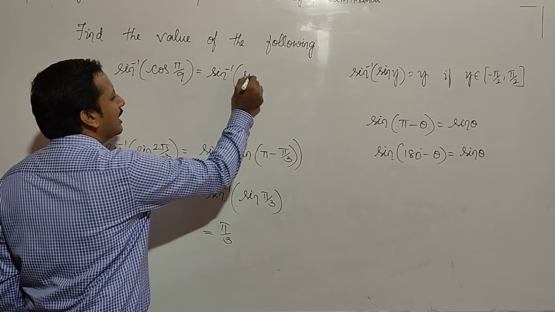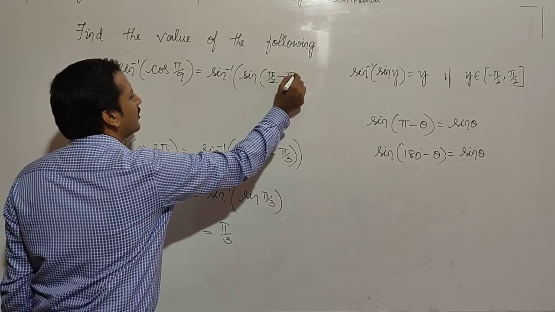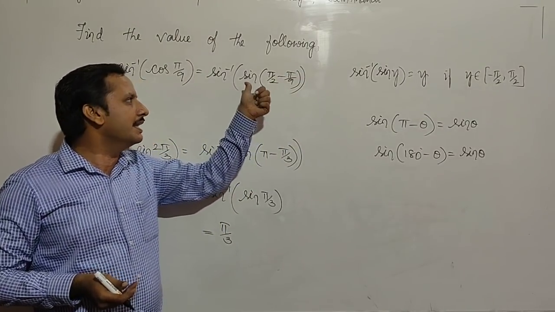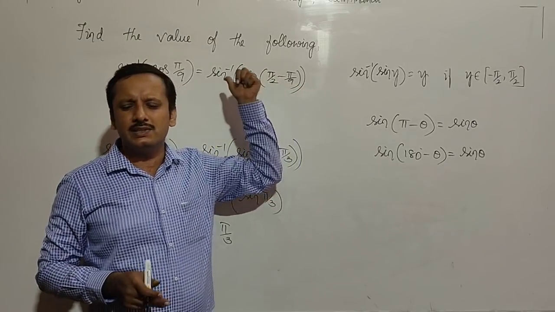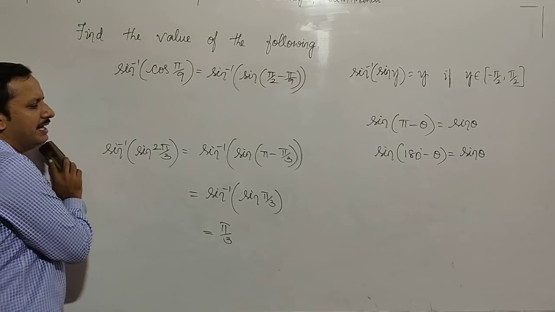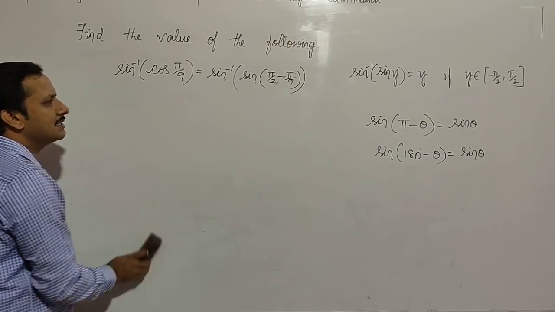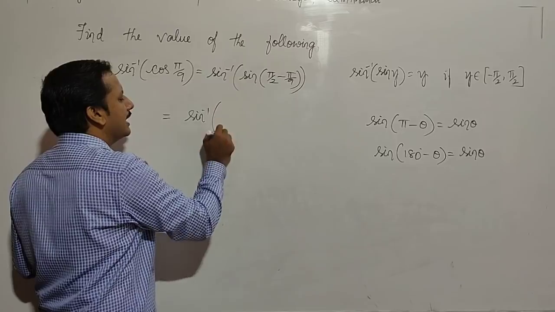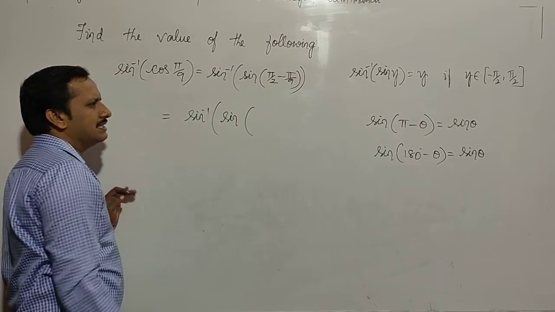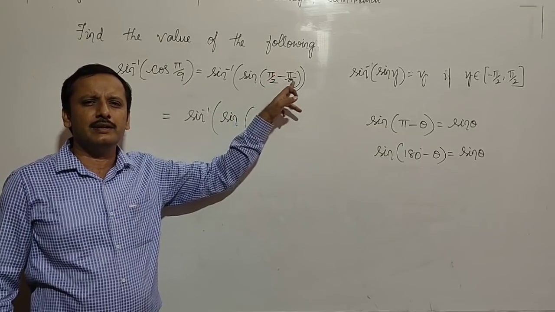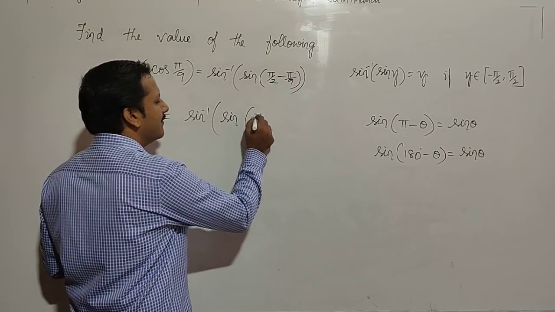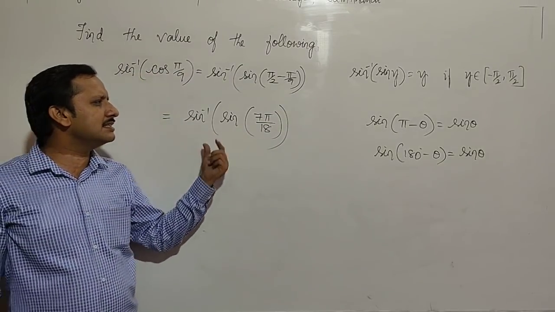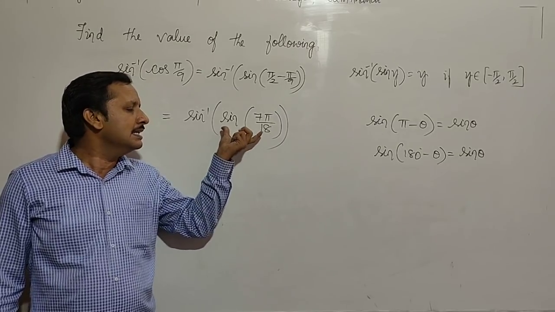Cos pi by 9, I will write it as sine of pi by 2 minus pi by 9, which is a well-known formula which I studied in your first year. That is, sine of pi by 2 minus theta is equal to cos theta. So here I am writing cos pi by 9 as sine of pi by 2 minus pi by 9. Okay, take LCM and simplify this. 18 is the LCM, so the numerator will be 9 pi minus 2 pi, which will give you 7 pi by 18. Okay, sine inverse of sine 7 pi by 18 we have got here.